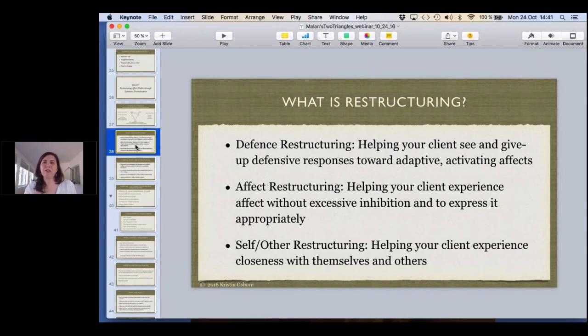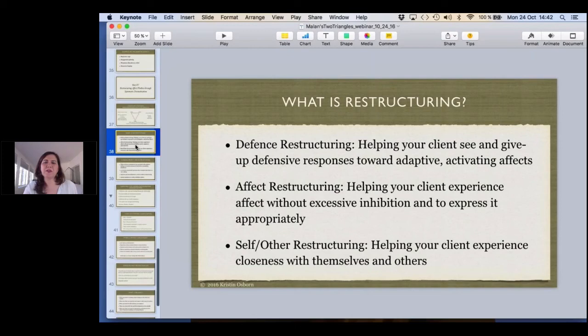With defense restructuring, you're helping your clients see their defenses and think about giving them up. With affect restructuring, you're helping your client experience affect without all the inhibitory affect and to express it appropriately. And with self-other restructuring, you're helping your client experience closeness with themselves and others.